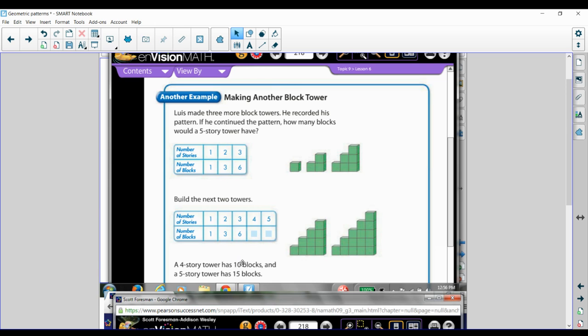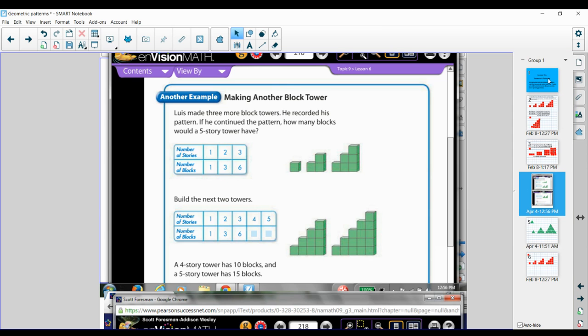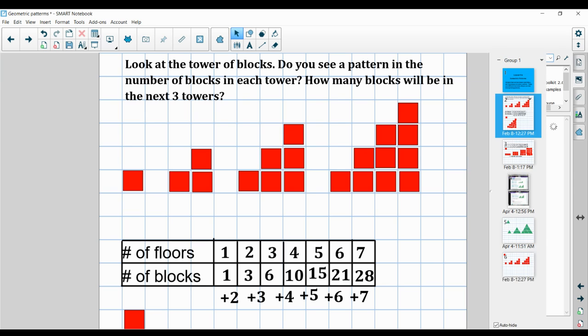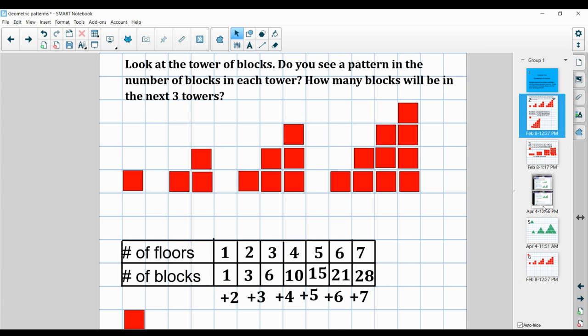So I'm going to add 4. So 6 plus 4 is 10. Add another. This time I'm going to add 5 because each time I'm adding 1 more to the bottom than I did the previous tower. When I add 5, I have 15 blocks. So this is the same example that I did back on this screen right here. Okay, same example. Let me go back. Oops. Let me move down here.